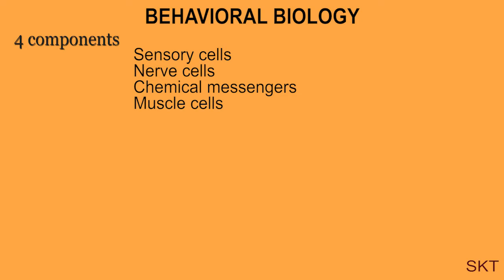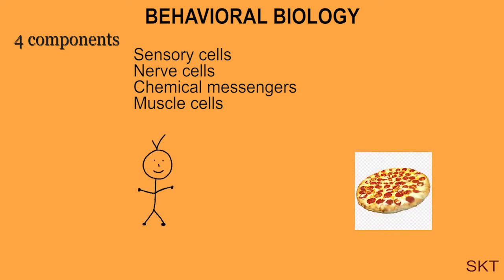Take this as an example. When we look at our favorite dish, we first sense it. That means the sensory cells act first, and then they send signals to nerve cells that help in the transmission of information. That information is carried as chemical messengers or hormones. The hormones result in the production of saliva in our mouth, that is, the muscle cells transform the nerve impulses into action. The action here is the production of saliva in our mouth.